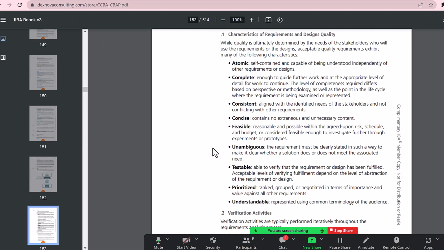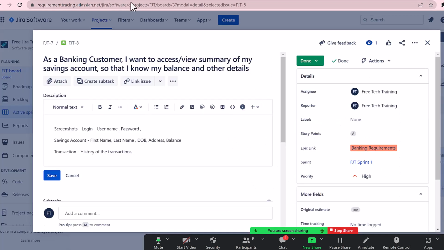And also feasible, in the sense that we have to make sure it is within our risk, within our schedule, and within our budget. We also have to make sure that whatever we agreed upon is within our budget. You don't develop something out of our budget. You don't put in a requirement that is not calculated within our risk, our scope, or our schedule.